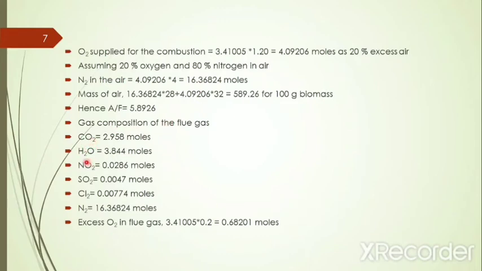So carbon dioxide is there, water is there, nitrogen dioxide is there, sulfur dioxide is there, chlorine is there, and inert nitrogen molecule is there from the air, and we have some excess oxygen, that is 0.68201. Now we can add all these moles. For finding out the total moles, we have to add this. So total moles, if you add all these quantities, it is 23.8329, that is this 2.98, this plus all this we have to add. We will get 23.8932.